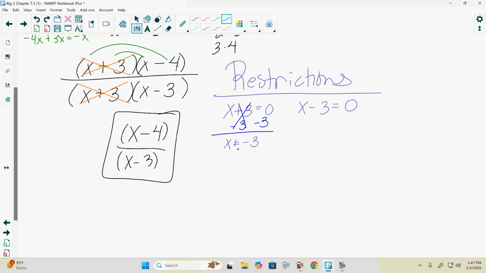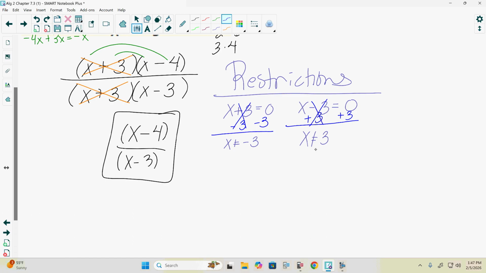With x minus 3, we'll do a similar thing, but we won't subtract 3, we're going to add 3. So negative 3 plus 3 would be 0, giving us x is equal to 3. Telling us if x is 3, it would cause a division by 0, so x cannot be 3.